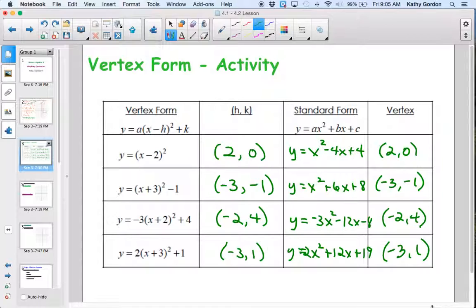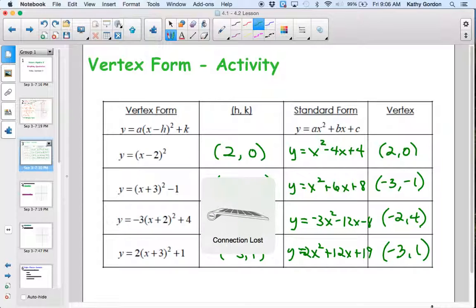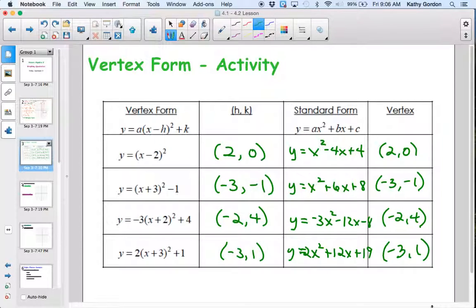But in quadratic, it generally gets called the vertex form because you can directly tell what your vertex is just by looking at this equation. You can tell what your h is, you can tell what your k is, and h comma k is going to be your vertex. Okay, was there another hand up? I thought somebody else had a question.